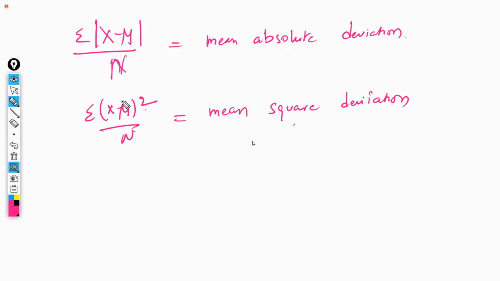Okay. Sir, then you have explained only this one, which is also called variance. Then what about this one, mean absolute deviation?